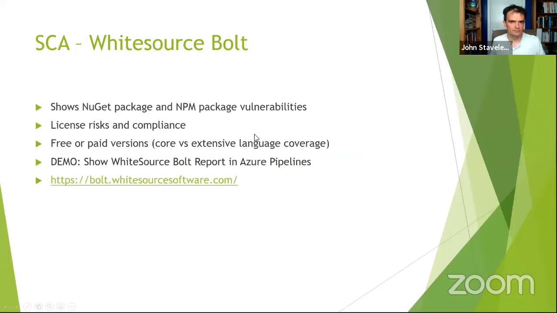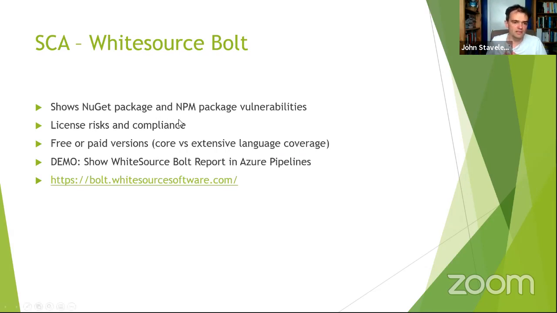So WhiteSource Bolt is a different flavor. With all of these tools, there is definitely no silver bullet. I ran all of these against what was allegedly secure code, which I'd kept up to date. And with every pass of every different tool, I was learning something new about the security profile of this package. WhiteSource Bolt checks the NuGet packages and NPM vulnerabilities, just like OWASP's Dependency Checker does, but it's looking at slightly different things in a slightly different way.